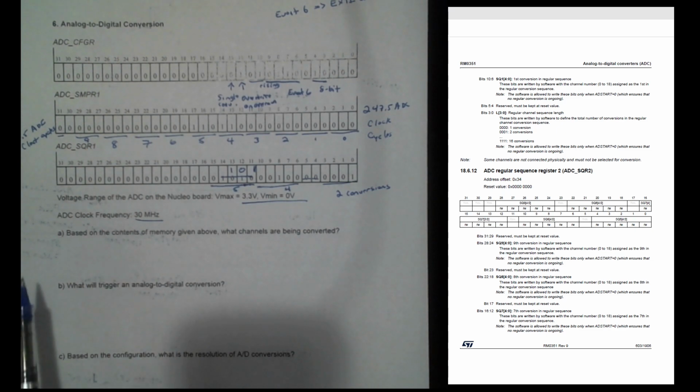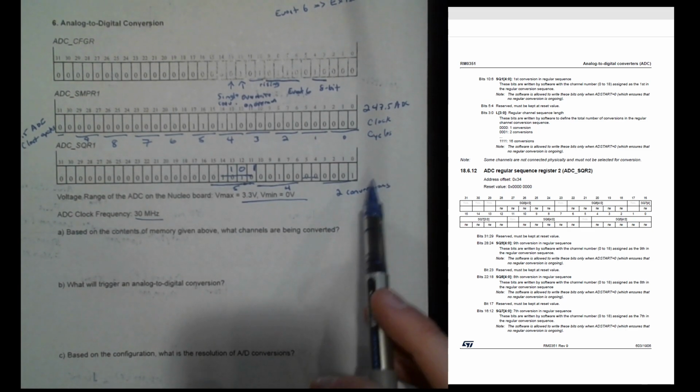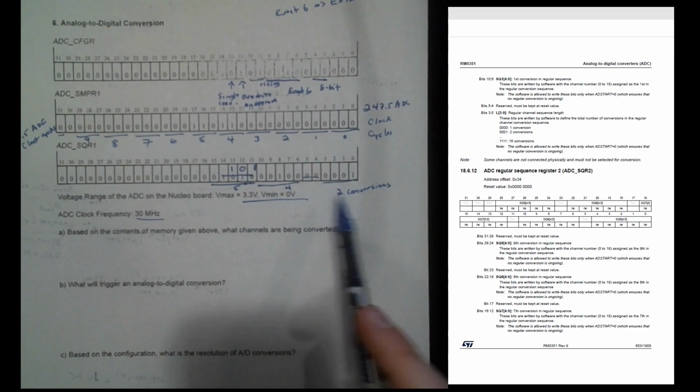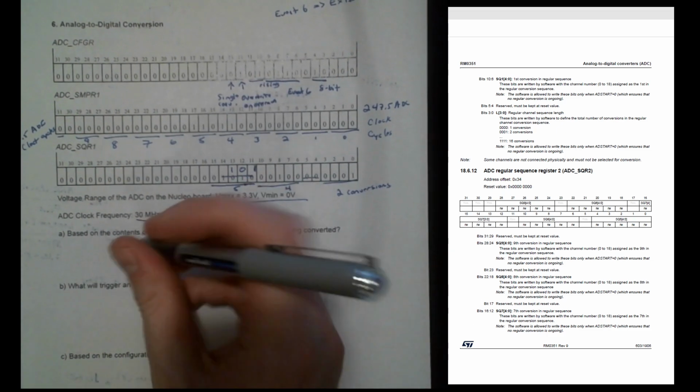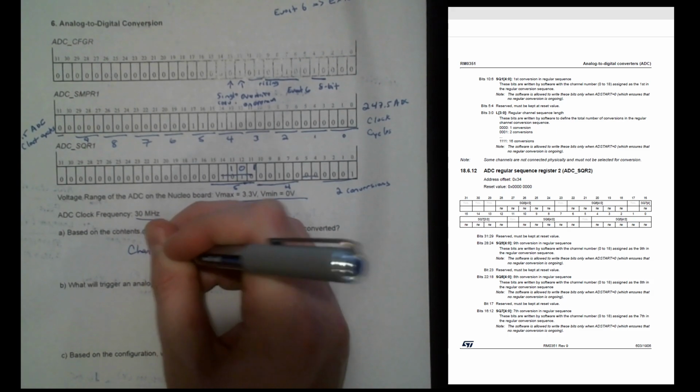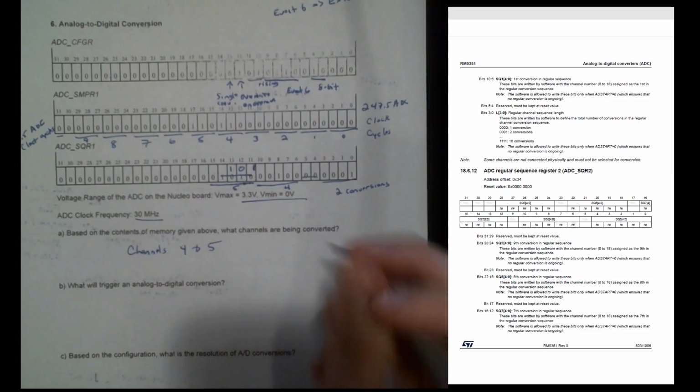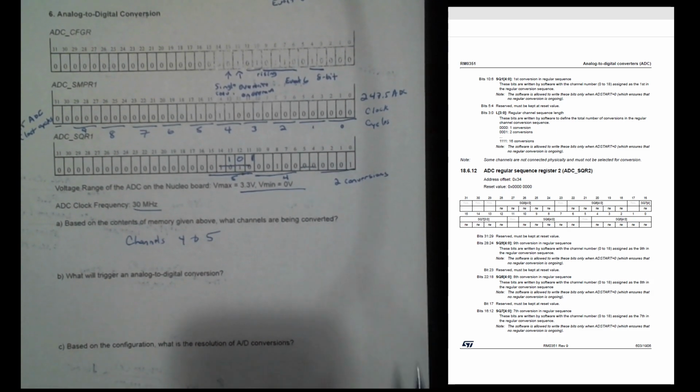So then, based on the contents of memory given above, what channels are being converted? Let's look at what we already wrote down. We see that we do 2 conversions on channels 4 and 5. So that's all we needed for that one, just channels 4 and 5. That's it for that one. We did all the hard work already.